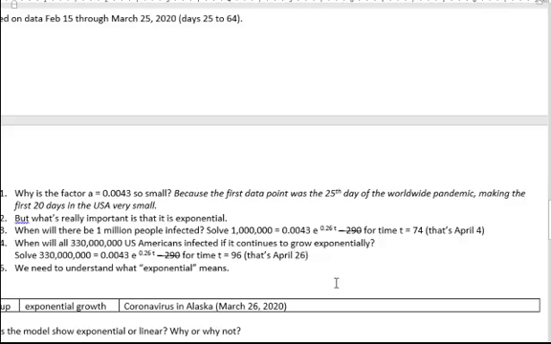Again, another scary date: within a month every US American is infected, if we're not able to contain that. And this is what exponential actually means.